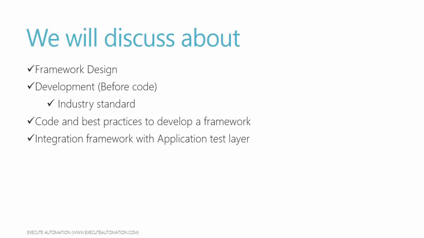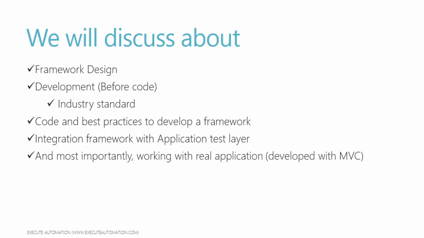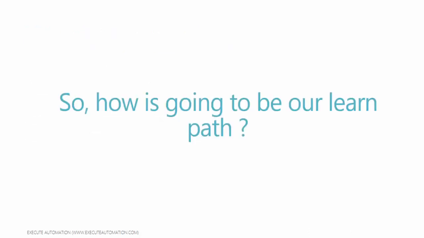And we also start to code our framework and talk about some of the best practices to develop a framework. And then we'll integrate our framework with the application test layer. The application test layer is a separate project which we'll be creating within our solution, and we'll use that project to start writing our test cases for the application which we're going to discuss. So don't panic yet. While we talk about those concepts, we'll be covering them a lot. And most importantly, as I already said, we'll be working with a real application developed with MVC, not some other website like www.yahoo.com or amazon.com.